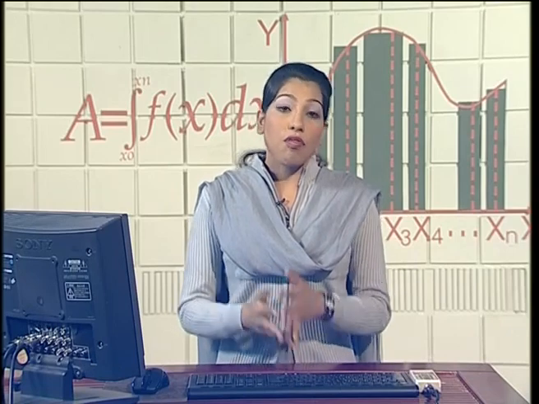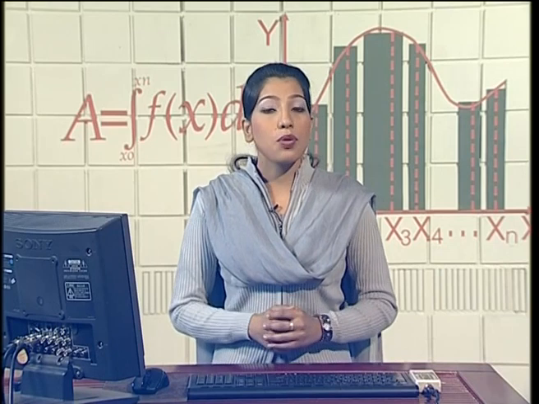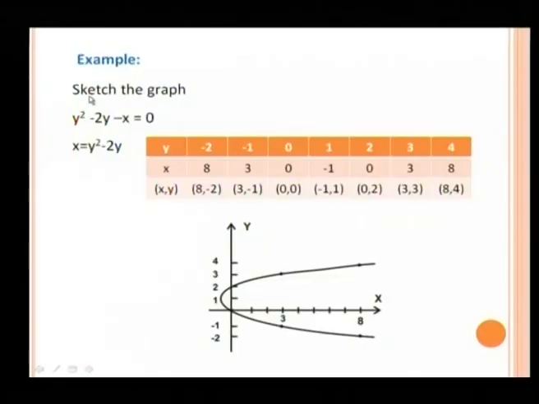Now let's consider an example. We have to put y coordinate to find out x coordinate or abscissa, and then we have to draw the graph. You can see an example on the screen. Over here we have to sketch the graph of an equation which is y square minus 2y minus x is equal to 0. Here we will put some values of y to get some values of x. By simplifying this equation, we get x is equal to y square minus 2y. So first we will put some values of y.